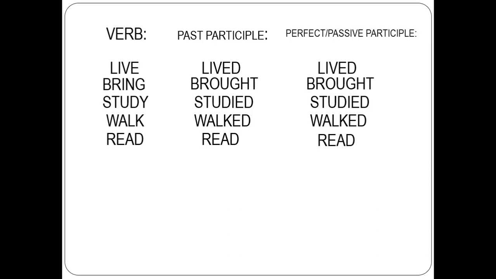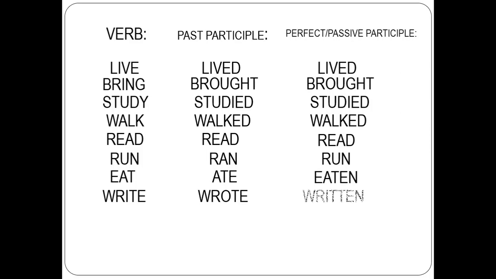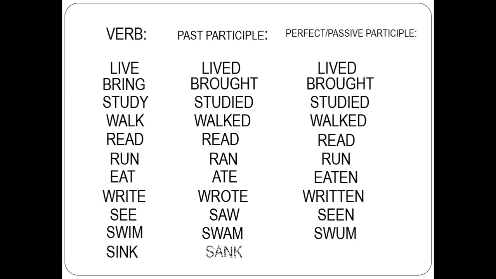Read, read, read, and for run, it suddenly changes. Run, ran, run. Eat, ate, eaten. Write, wrote, written. See, saw, seen. Swim, swam, swum. Sink, sank, sunk. So remember, in the passive voice, this is the main verb in the passive participle. The verb in the passive voice is always composed of two elements. The main verb is preceded by the verb to be somewhere over here.